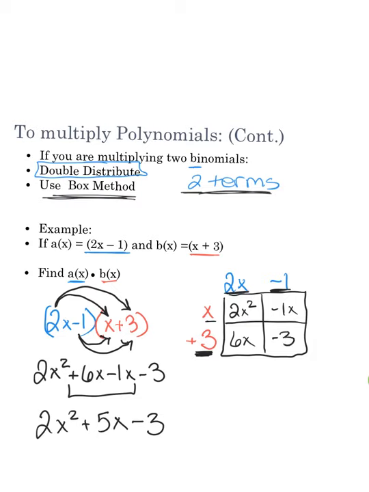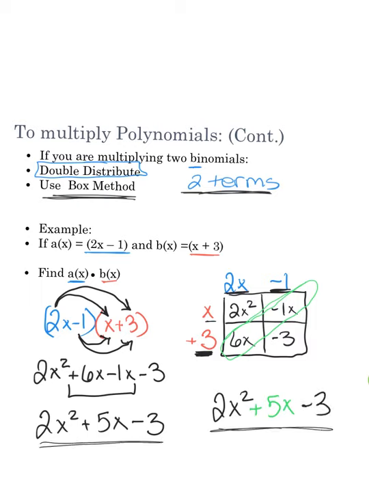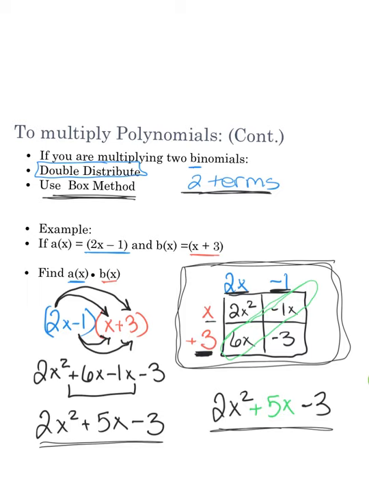When we do the box method, a lot of times, not always, a lot of times these two will be the same term, which means you can add them. So my final answer here would be 2x squared, if I add those two that I wrote in green, plus 5x minus 3. If you notice, I get the same answer. I don't care which way you do it. Some kids, when we do tomorrow's lesson, will find that the box method is a little bit easier and it helps sort out the information a little more.